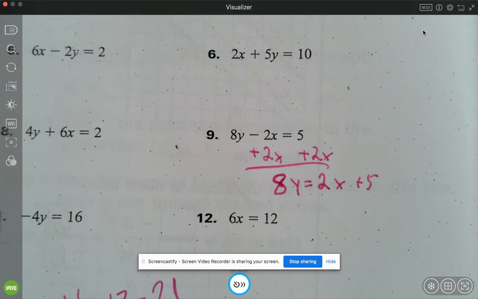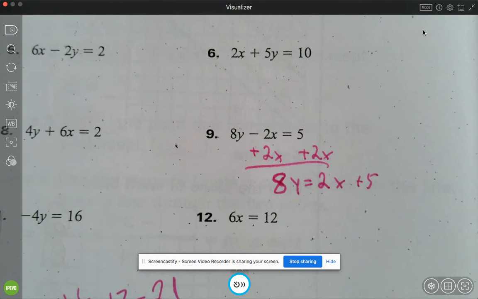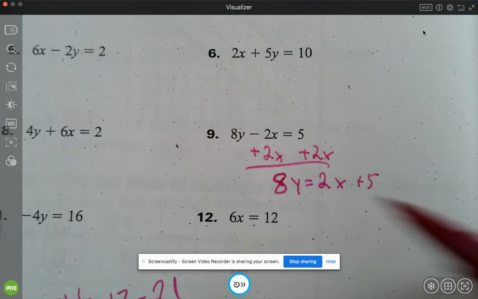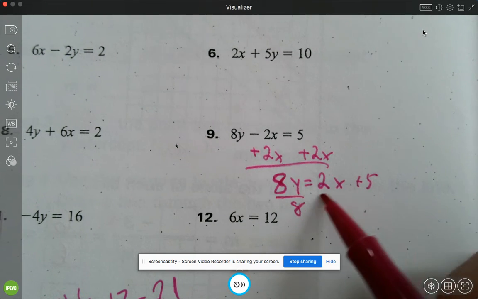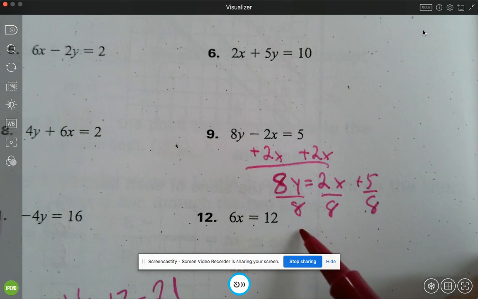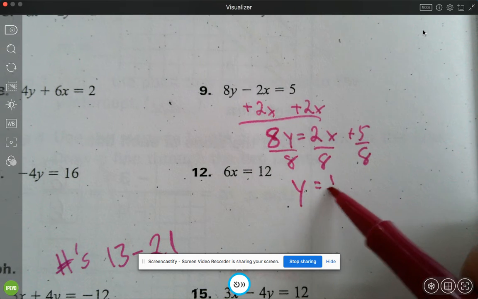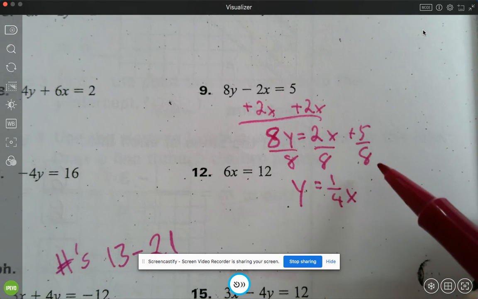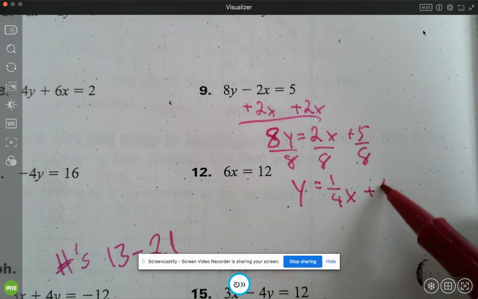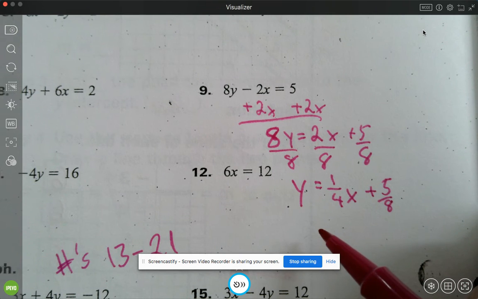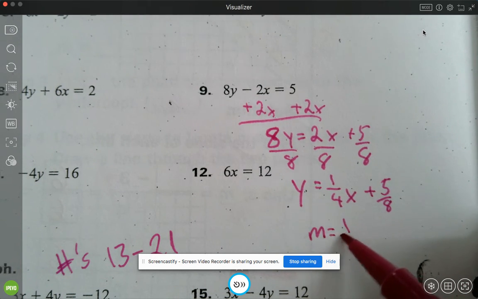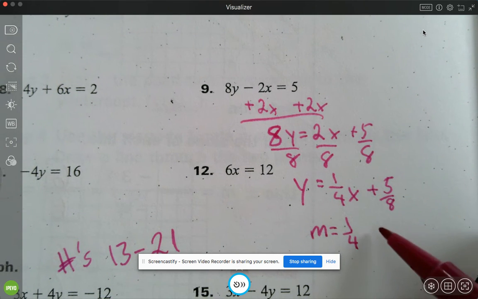Okay. So I believe this is going to come out to a fraction actually for both. When I divide each side by 8, everything by 8, I'm left with y equals 2 divided by 8, which is actually 1/4 x, and 5/8, I'm just going to leave it as plus 5/8. So the answer for number 9 is that your slope is 1/4 and your y-intercept is 5/8.